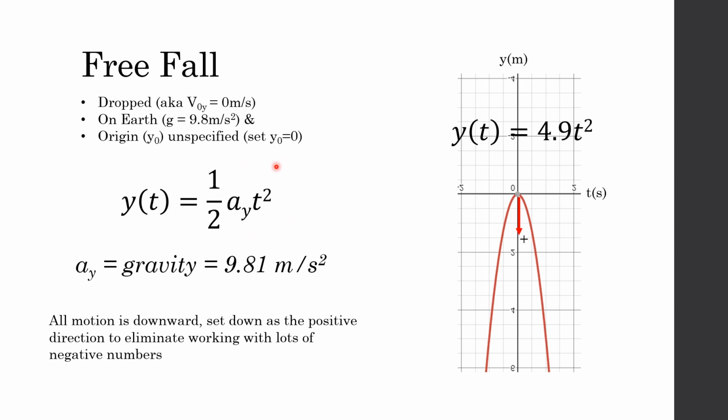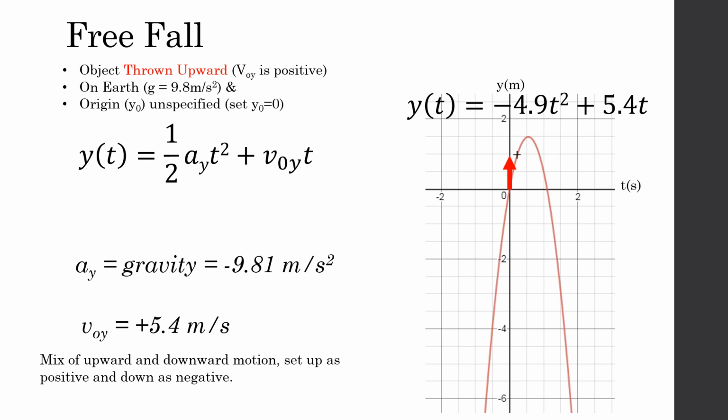So, as I mentioned, I have no initial velocity, or my initial velocity is 0, and no origin. So all I'm left with is that first term, the 1/2 ayt squared. And since I know it's taking place on Earth, I can simplify this to y of t is equal to 4.9t squared.